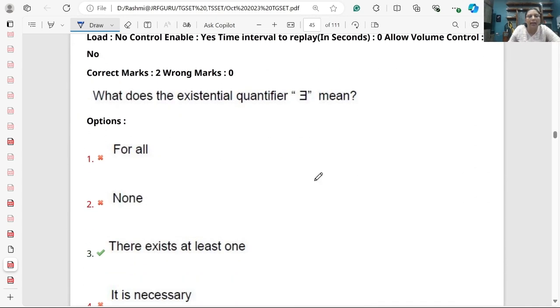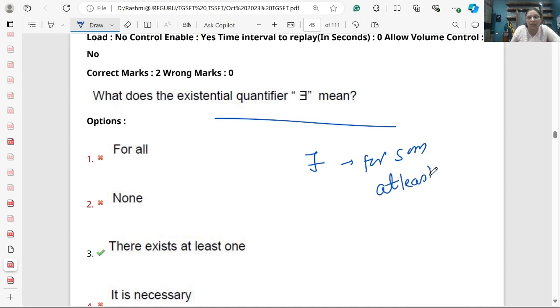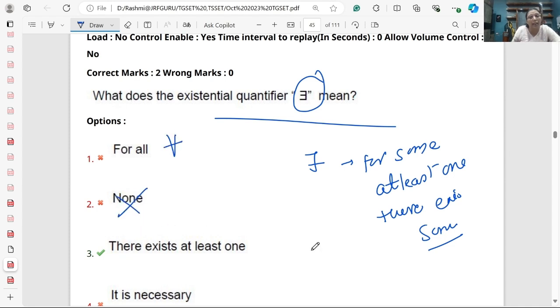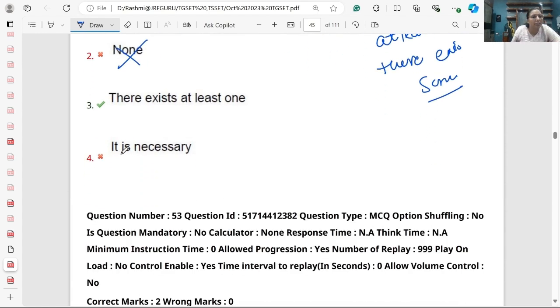Next you have: what is the existential quantifier? Existential quantifier means for some, at least one, there exists someone. So in these cases we use the existential quantifier. For all we use the universal quantifier. It doesn't mean none; it is at least one, not none. It is not necessary and sufficient condition. There exists at least one is the correct answer.